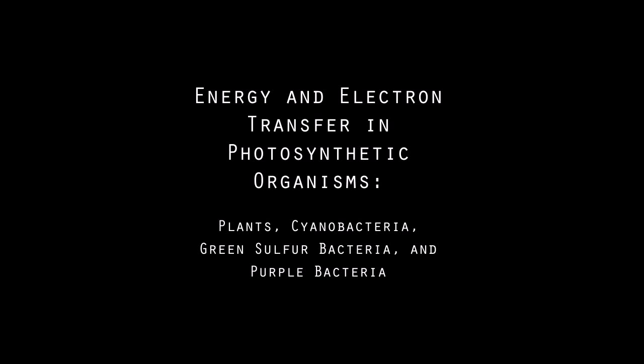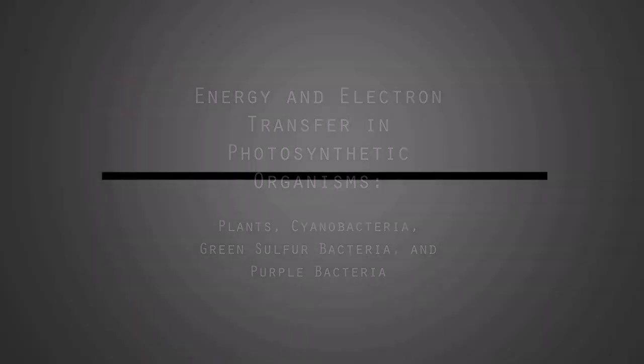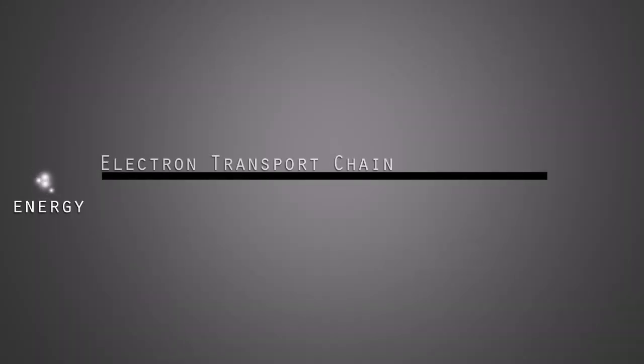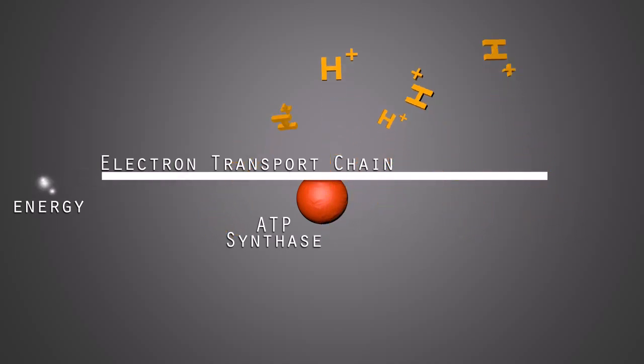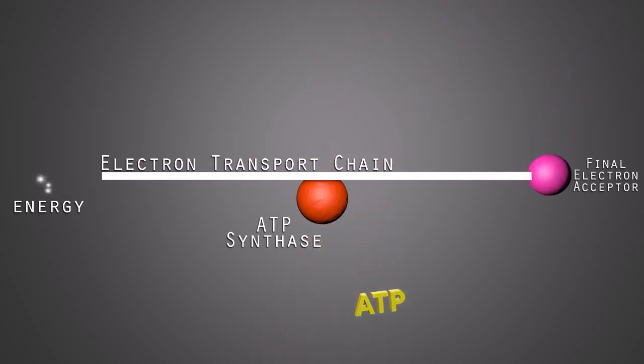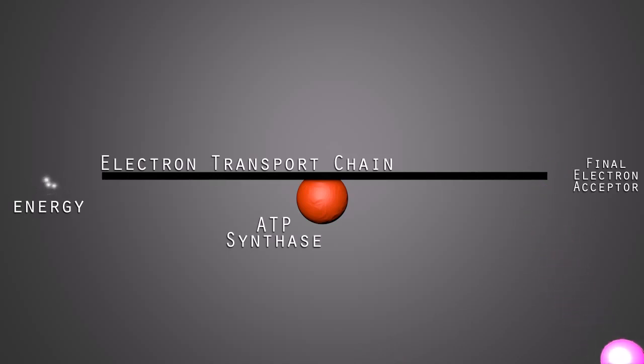All organisms convert energy from the environment into ATP, the currency of energy to do work. Energy from an environmental source drives electrons through electron transport chains, pumping ions across the membrane to form a concentration gradient and power ATP production by ATP synthase. The electrons then bind to a final acceptor, producing a waste byproduct.